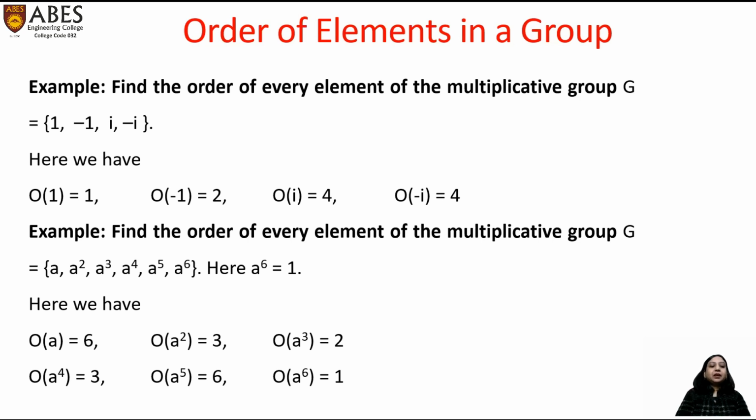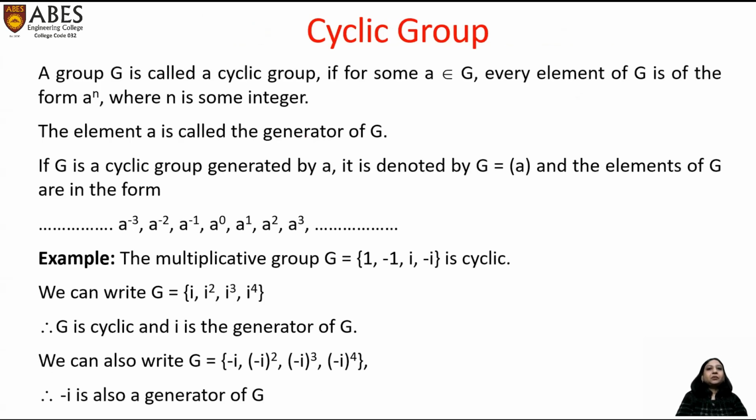Similarly, order of A raised to the power 5 will be 6 because 6 times 5 is 30, and A raised to the power 6 is equal to 1, so A raised to the power 30 will also be 1. And order of A raised to the power 6 is 1, it is already given. Now the next important topic is the cyclic group.